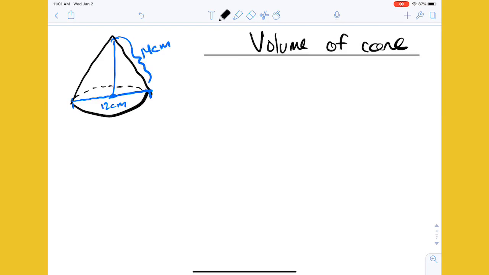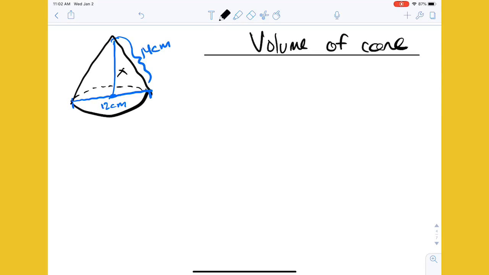Hey guys, today we're doing a practice question. So we're trying to find the volume of this cone, but we're given the slant. So it's going to have to be some Pythagoras theorem. What we're trying to find, I'm going to mark it as x. We are trying to find the height of this cone.